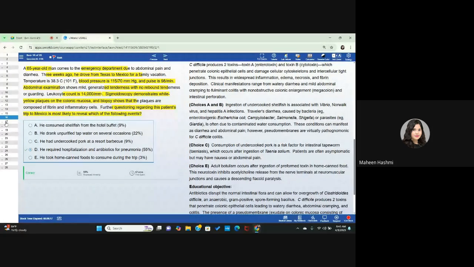Okay. So again, that means S. aureus. All right. What if you eat reheated rice? Then what? Bacillus cereus. Yes, very good. Bacillus cereus.